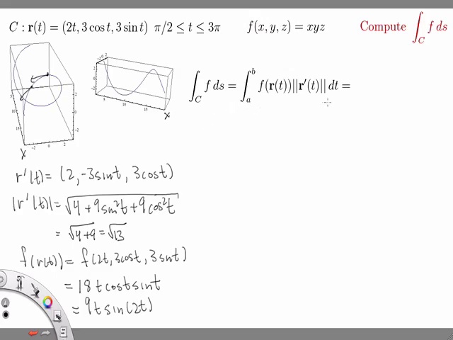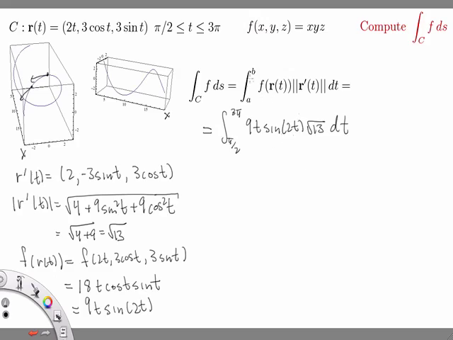Okay, so now we're ready to plug in to this standard form, and so we get the integral from pi over 2 to 3 pi of f of r of t, which is 9t times sine of 2t, and then times the magnitude of r prime, which is always just the constant square root of 13. So this is the function we'll integrate with respect to t.